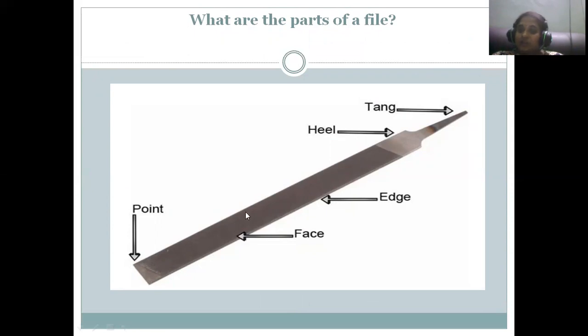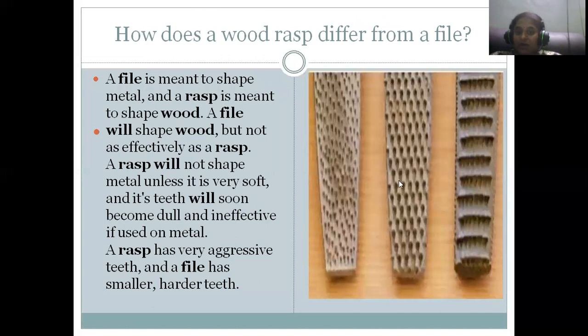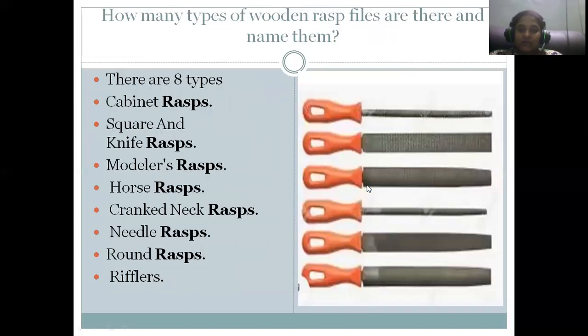So this helps for removing metal. If metal has sharp teeth, then the teeth will break. But if wood has smooth teeth, then the excess part of wood will not come off. It needs rough teeth. So that's why a wooden rasp file has rough teeth. Always remember this. So he may ask you how many types of wooden rasps there are.